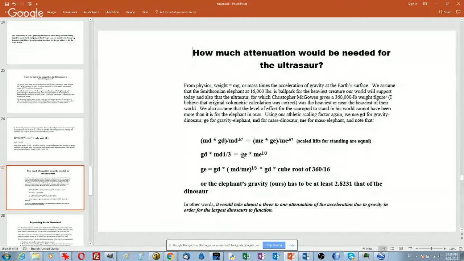and just solve for the relationship between the dinosaur's gravity and ours to get a number which is about 2.8 to 1. You would need, at the very least, a 2.8 to 1 attenuation of gravity to have something like that be able to stand and walk. Remember I said that you had footprints of creatures which would be substantially larger than the ultrasaur. So I'm fairly sure that in real life the attenuation of gravity was probably more than 3 to 1, substantial.